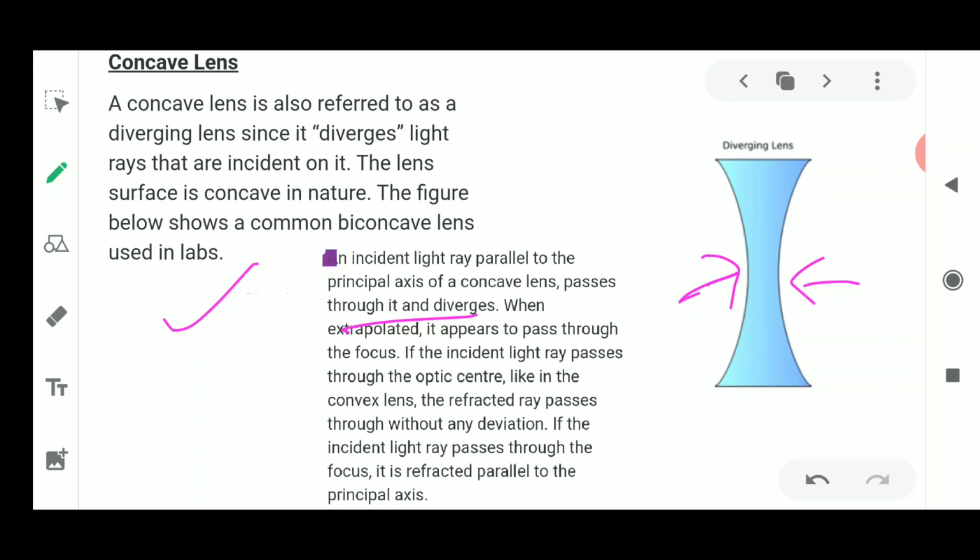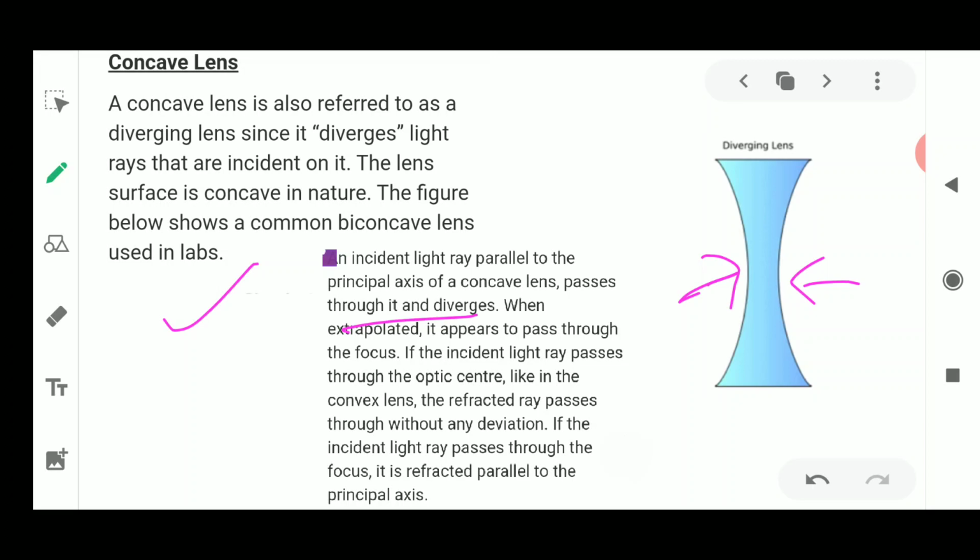Some of these rules, actually all of these rules, are similar to those of the reflection of light, but the main difference lies in the refracting and the reflecting surface. Here we will study the refracting surfaces, that is the concave and the convex lens, and there we studied reflection through curved surfaces, that is the concave and the convex mirror.